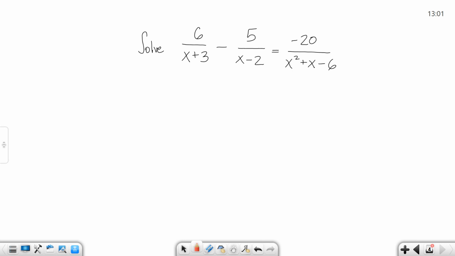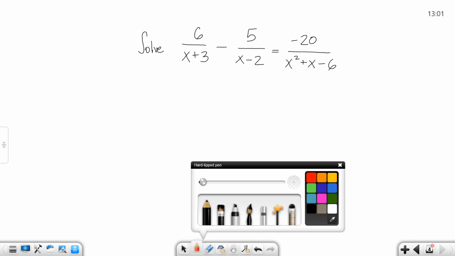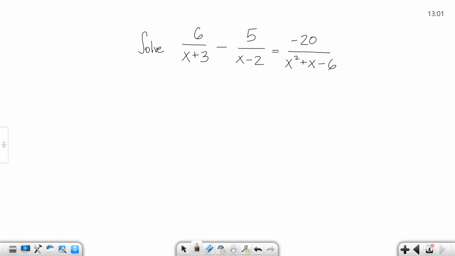Alright, so we're going to solve this last equation here. The very first thing that we need to do is make sure we factor the denominators completely. My factors of 6 that subtract to give me 1 are 3 and 2, and the 3 should be positive and the 2 negative. Okay, so now my equation is in the proper form.